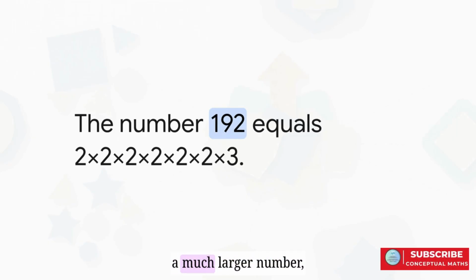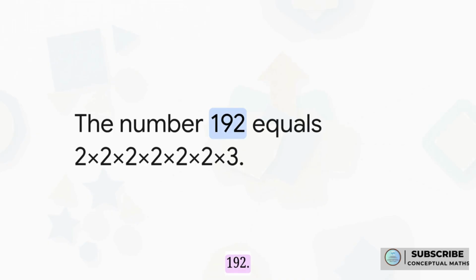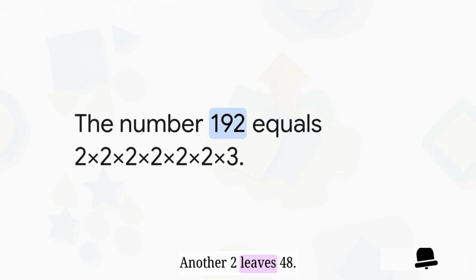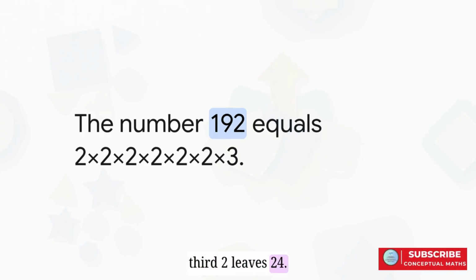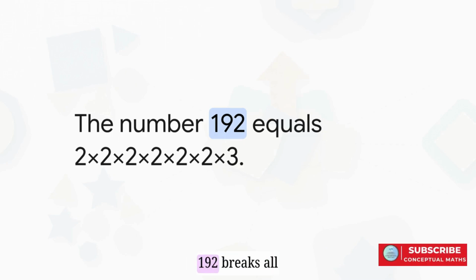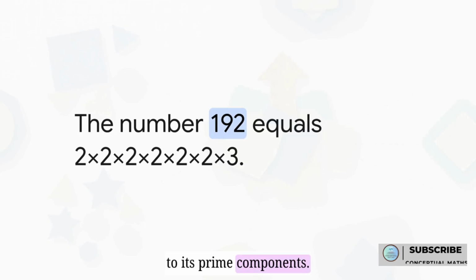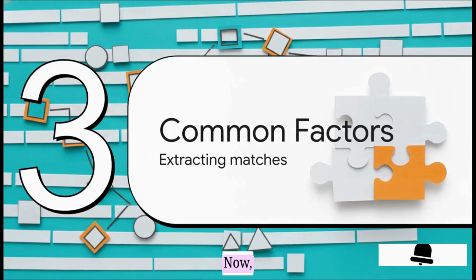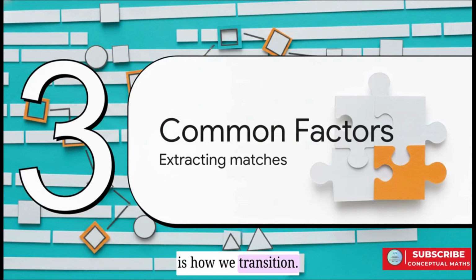Now let's try this with a much larger number, 192. We pull out a 2, leaving 96, another 2 leaves 48, a third 2 leaves 24, a fourth 2 leaves 12, a fifth 2 gives us 6, and a sixth 2 leaves us with exactly 3. That is quite a sequence. 192 breaks all the way down to its prime components, 6 2s and a single 3, all multiplied together. Now, what's really interesting about this is how we transition.